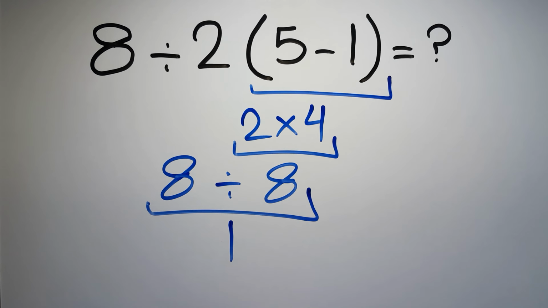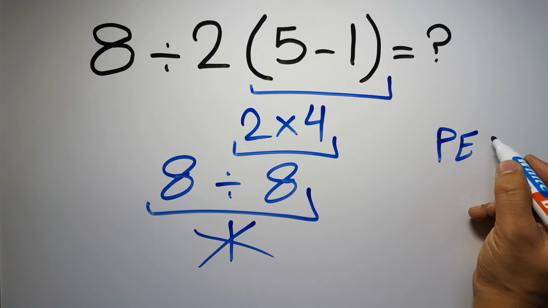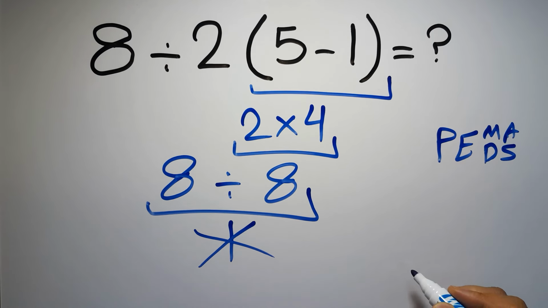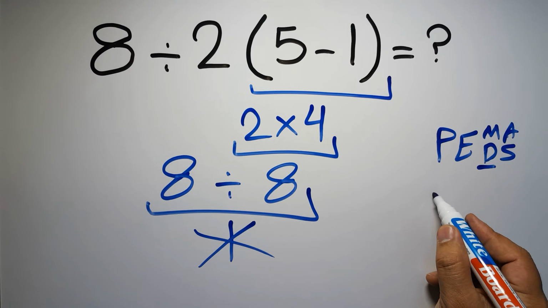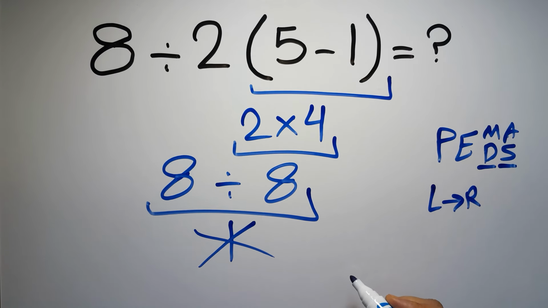But this answer is not correct, because according to the order of operations, first we have to do parentheses, then exponents, then multiplication or division, and then finally addition or subtraction. Remember that multiplication and division have equal priority and we have to work from left to right. And the same applies to addition and subtraction.